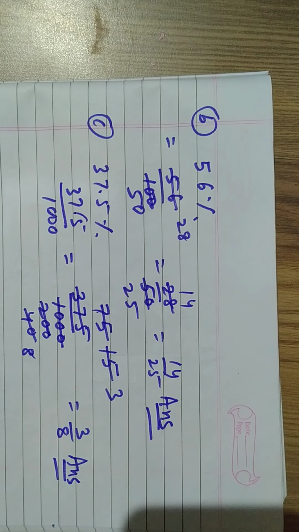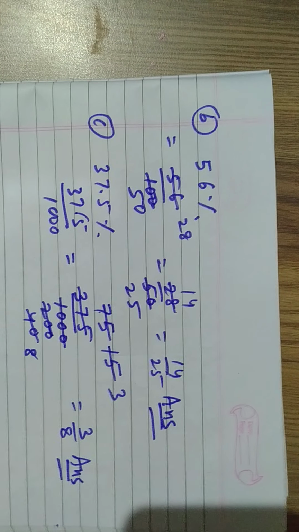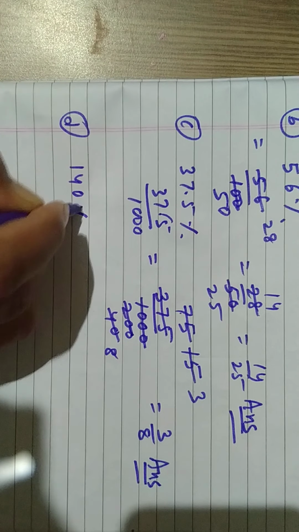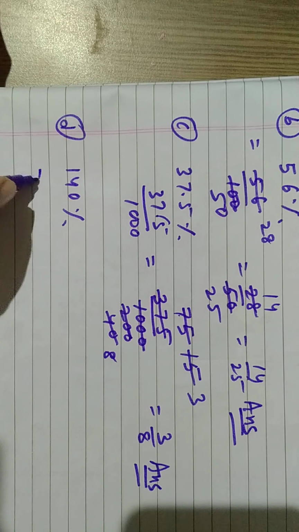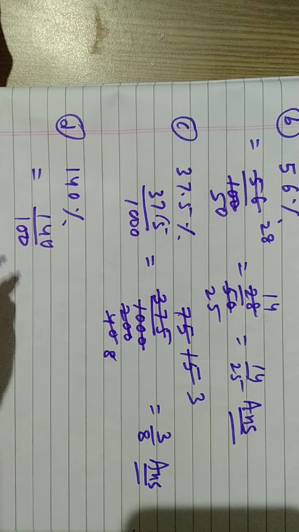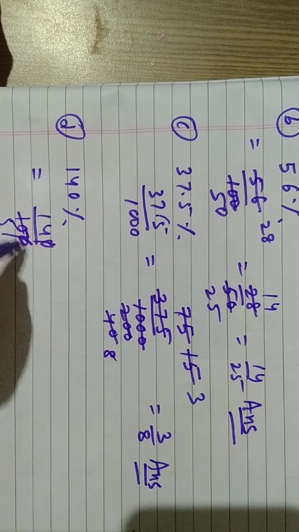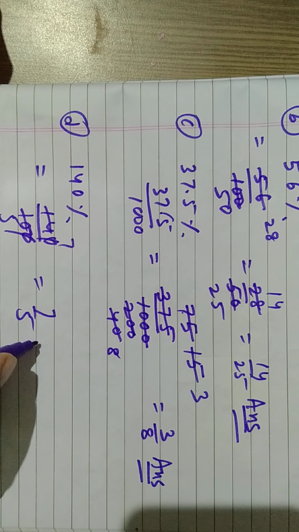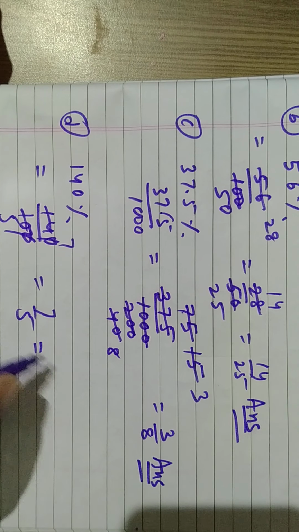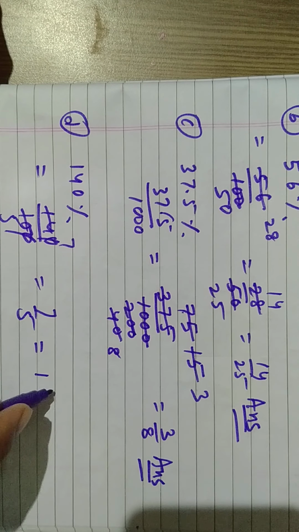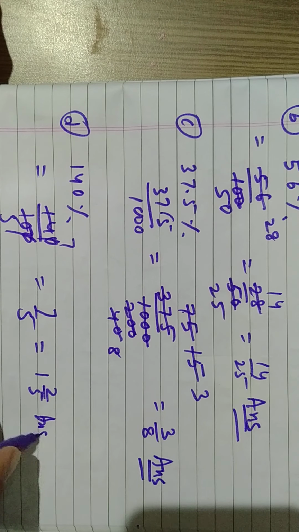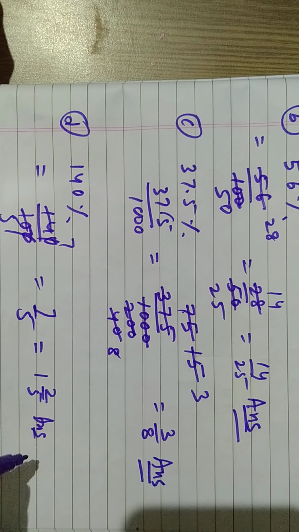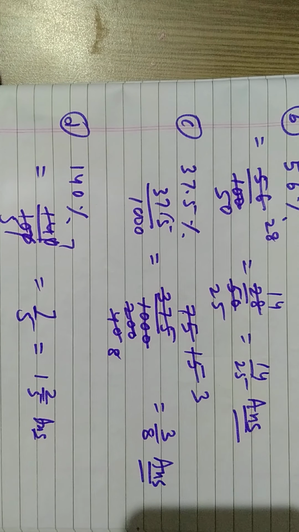Okay, so one more question I am going to solve for you. D, 140%. This is also the same: 140 by 100. Cut the 0 0, 2 5s are 10, 2 7s are 14, means 7/5. This is the answer. Or you can change it into a mixed fraction, 5 1s are 5, 2/5, because this is the rule: when the denominator is less than the numerator, we convert into a mixed fraction. So this is the answer.